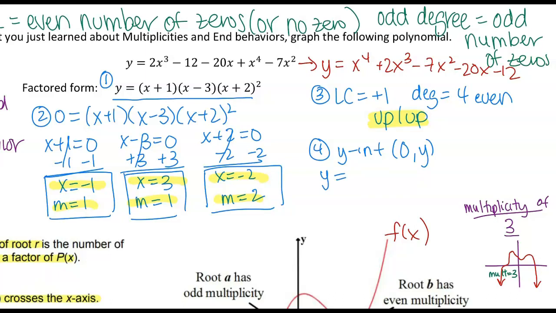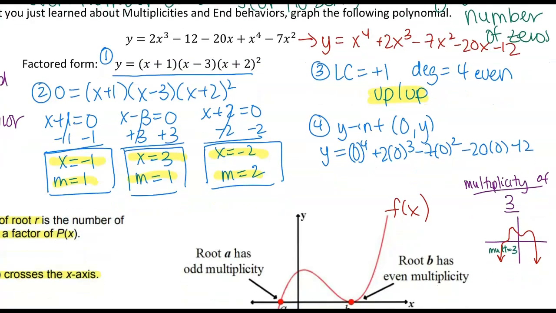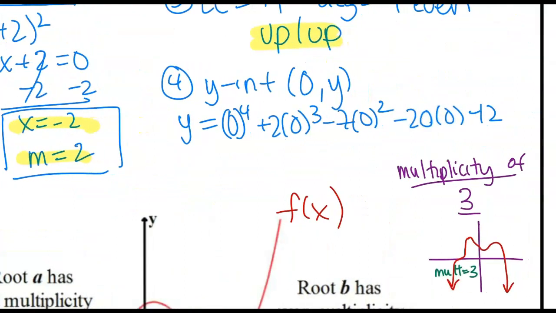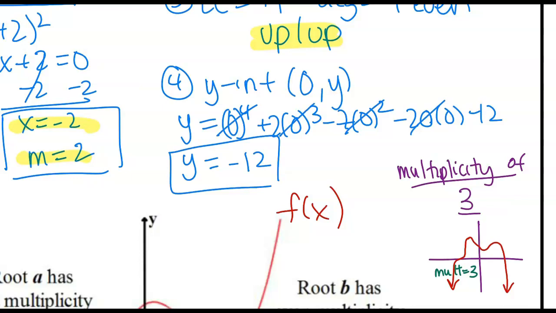So we're going to have y equals, I'm going to use the standard form, 0 to the 4th power plus 2 times 0 cubed minus 7 times 0 squared minus 20 times 0 minus 12. If I was to multiply this out, 0 to the 4th is 0, 0 cubed is 0. What's the answer for this going to be? Negative 12. Literally, everything else cancels because it's being multiplied by 0 at some point. So the last thing I need to graph is this negative 12. That's my y-intercept.